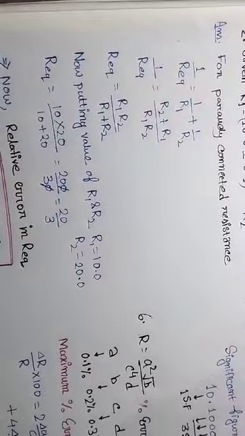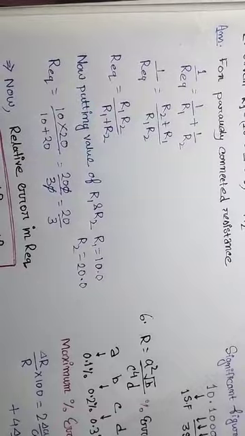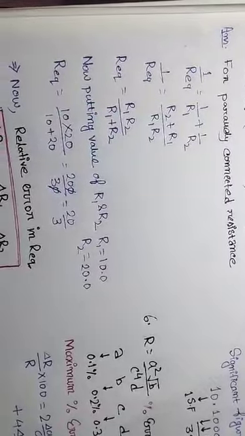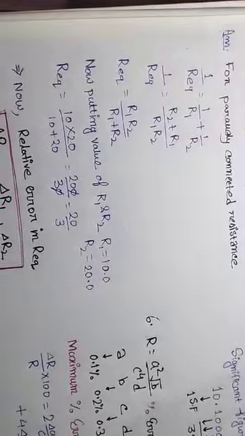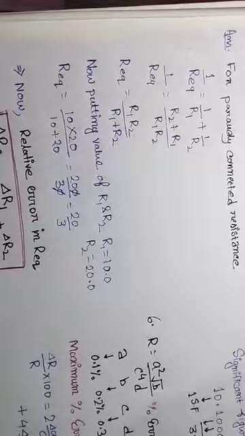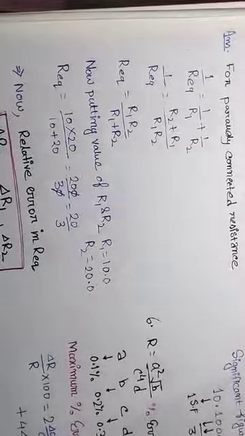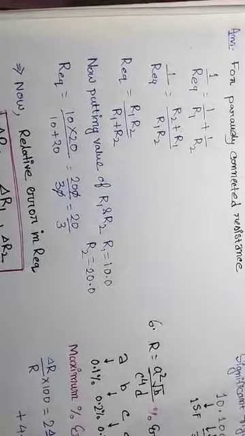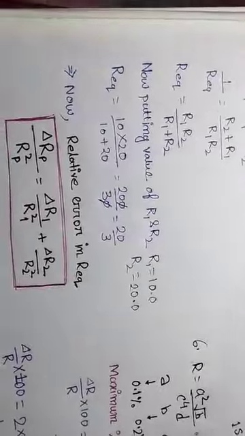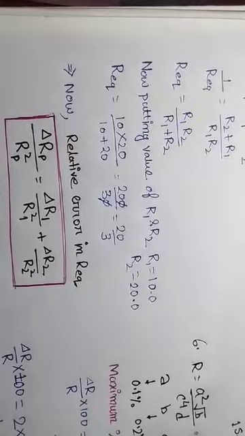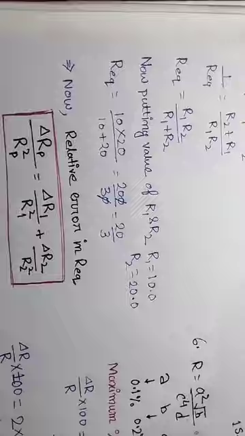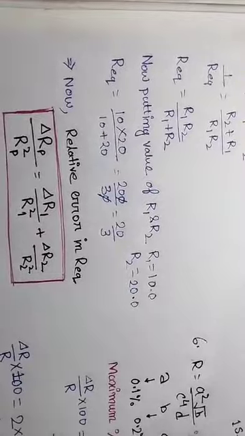For parallelly connected resistance, we know that 1 by R equivalent equals 1 by R1 plus 1 by R2. So 1 by R equivalent equals R2 plus R1 divided by R1 R2, taking LCM. Now taking the reciprocal, R equivalent equals R1 R2 divided by R1 plus R2.